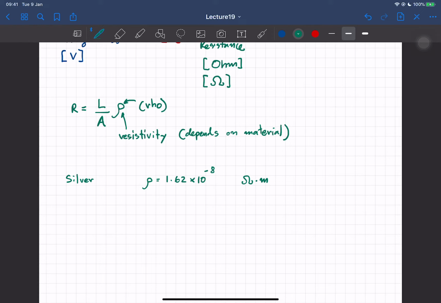Okay, and you can see why this unit makes sense, because rho times L divided by A has to give R, which is resistance. And the most commonly used material is copper. Copper is a little bit worse than silver, but it's a lot cheaper. So that's why we use it.